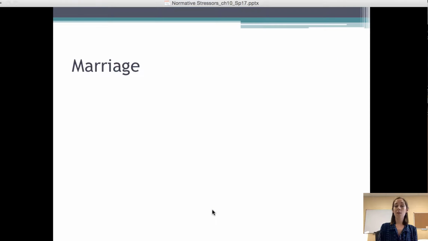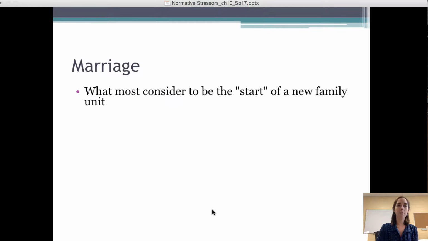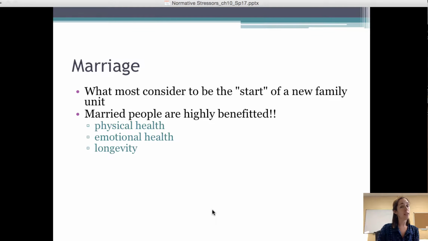Okay, marriage. Live together, now you're getting married. This is what many consider to be the start of a new family union. Some people say you're not a family until you have kids. Think about what you think about that. That used to make me really mad before I had children. Well, it still makes me mad even after I have children, actually, now that I think about it.